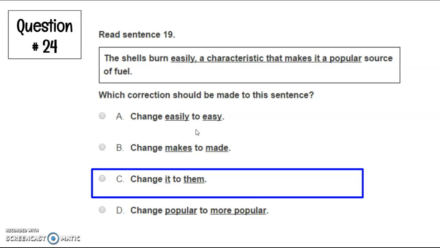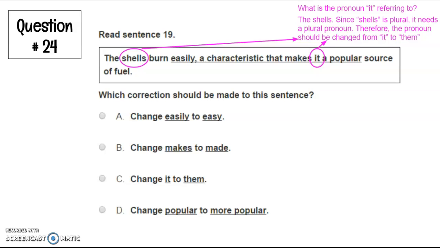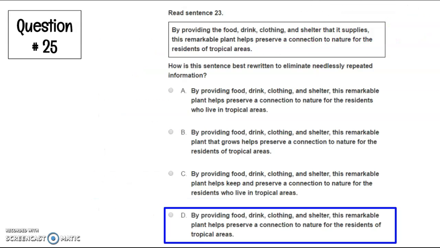Okay, number 24. The shells burn easily, a characteristic that makes it a popular source of fuel. Which correction should be made to the sentence? It is C. Let's look at why. So this "it," what is the pronoun "it" referring to? It's referring to the shells, all right? So since shells is plural, it needs a plural pronoun. Therefore, the pronoun should be changed from "it" to "them." Okay, last one.